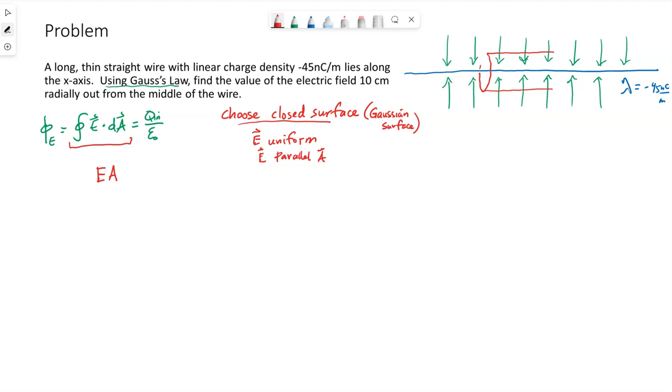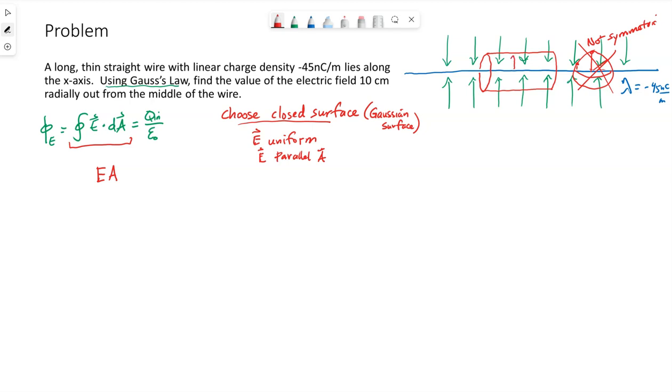So to make this closed, I'm going to choose a cylinder because this is symmetric to the line of charge. A sphere would not be symmetric. With a sphere, there would be points that are closer, points that are farther away. This is not symmetric. So I would not choose a sphere. I would not choose a cube, for the same reason. Okay, so I'm choosing a cylinder in this case.